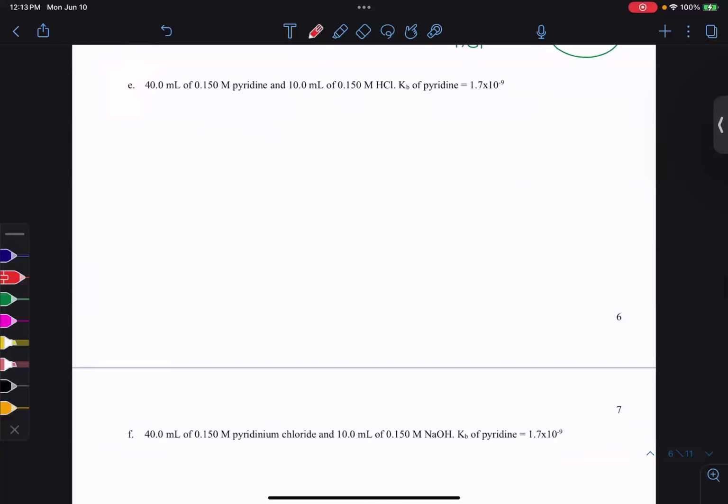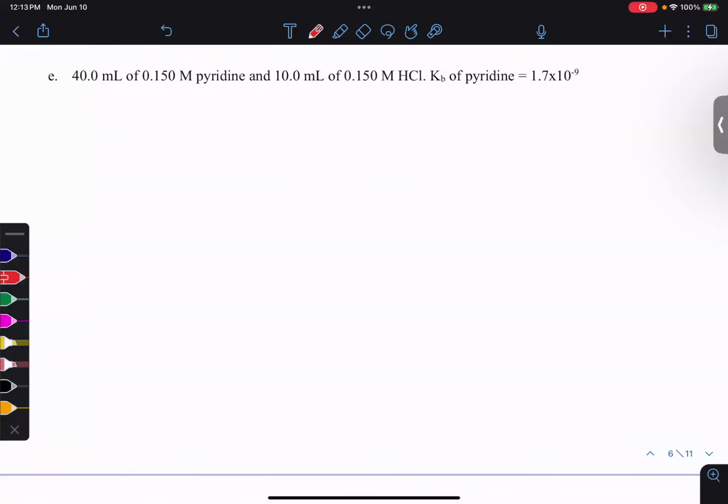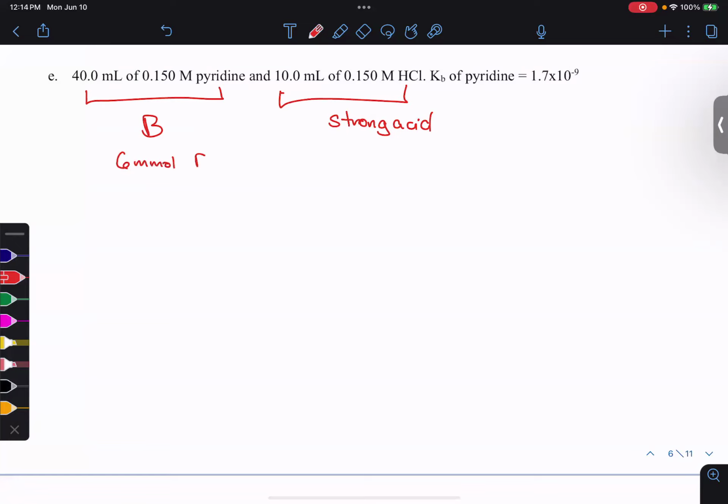Okay, next one. Let's mix together pyridine and HCl. Pyridine is a base. HCl is a strong acid. I'll go ahead and get millimoles. So 40 times 0.15, there is 6 millimoles of base. And then how much is that? 1.5 millimoles of HCl.